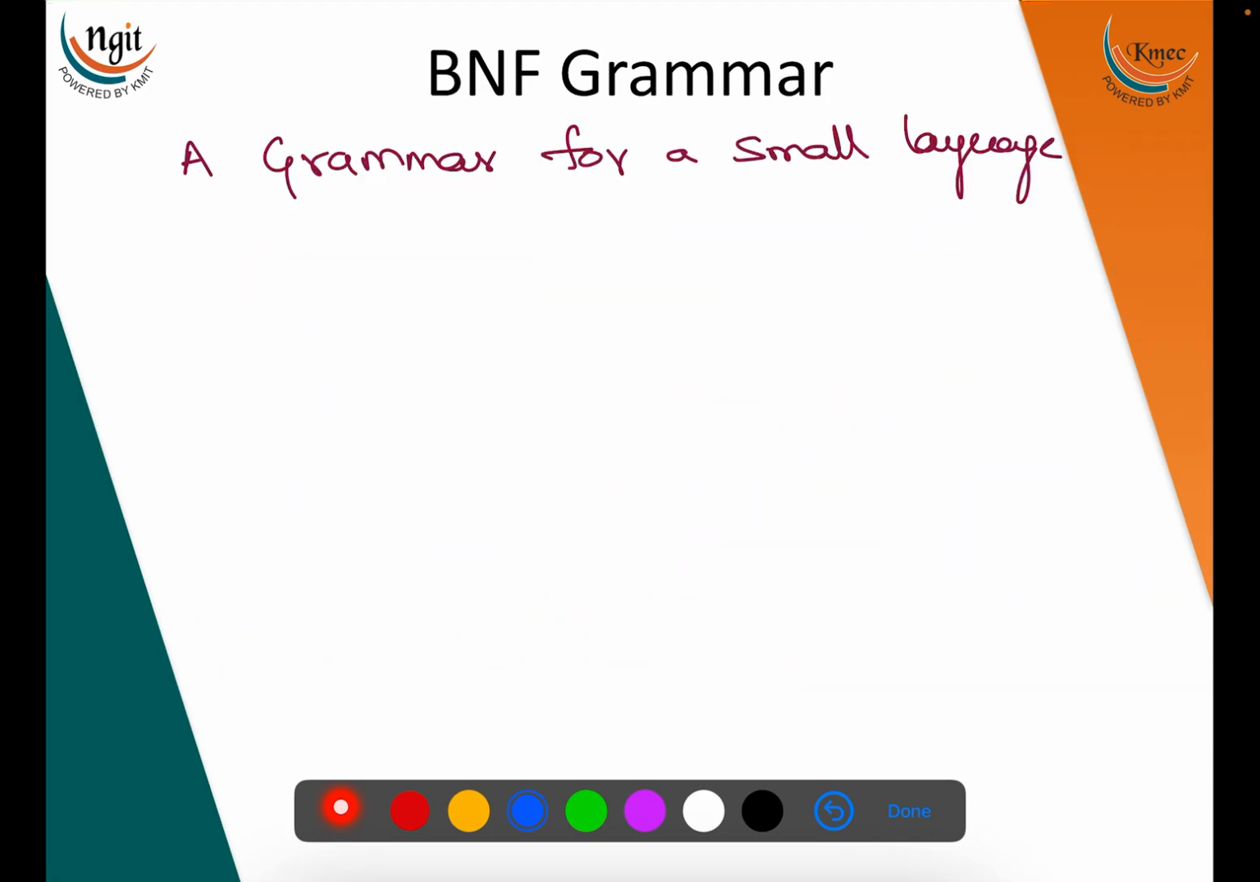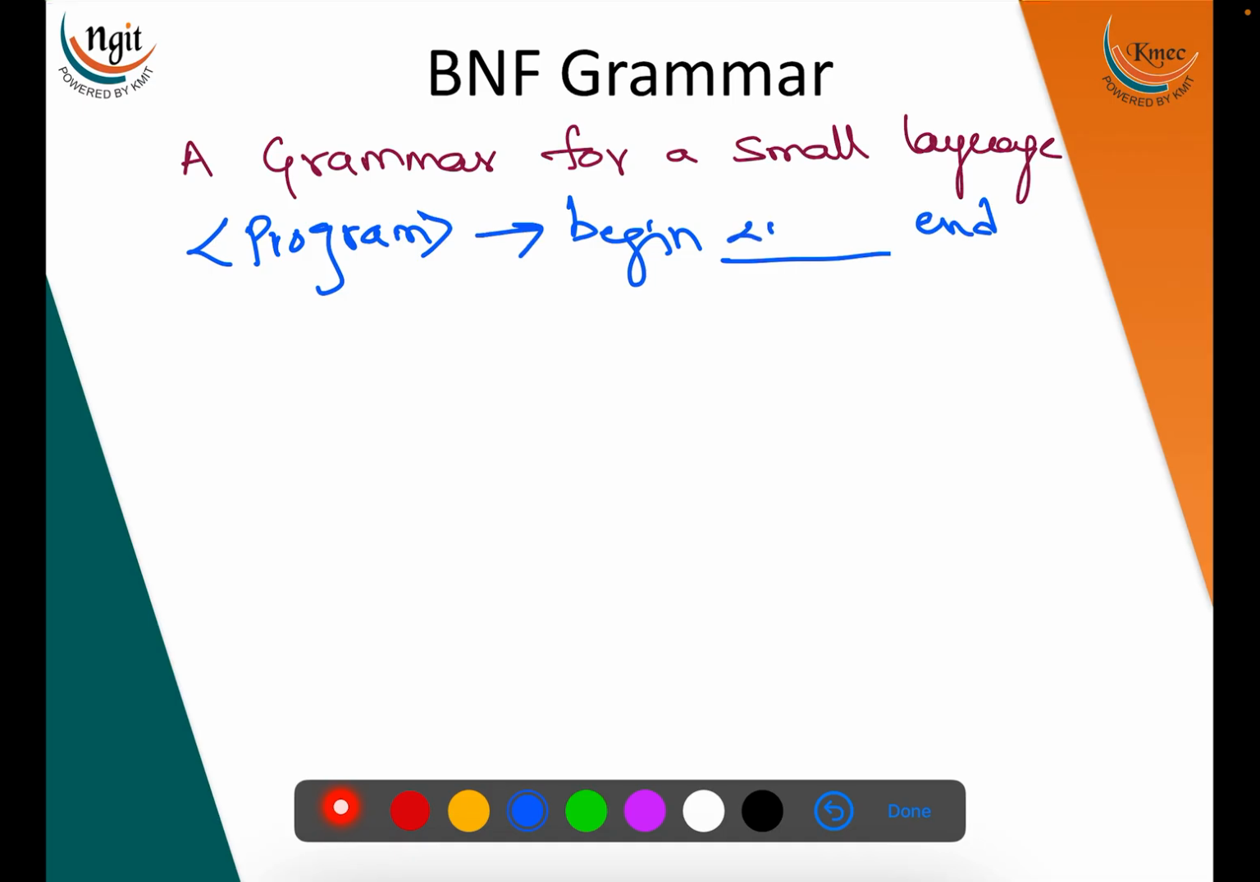Fine. Now we'll take an example of a grammar for a small language. So every language will have a common program, right? Every language will have some program. Now we'll take the syntax to define the program. Program derives begin and end. In between we'll write statements. So now I am defining the statement list as an abstraction. So it has to get derived again.